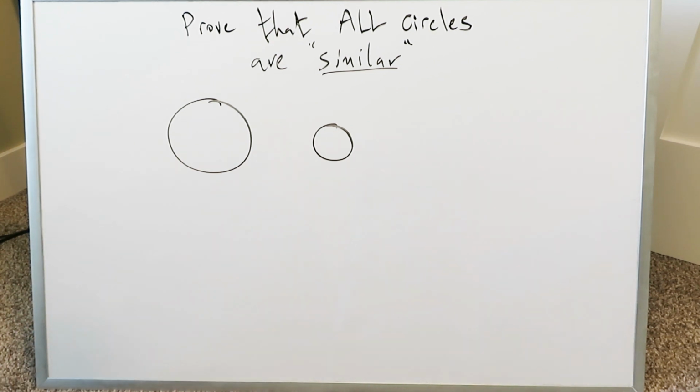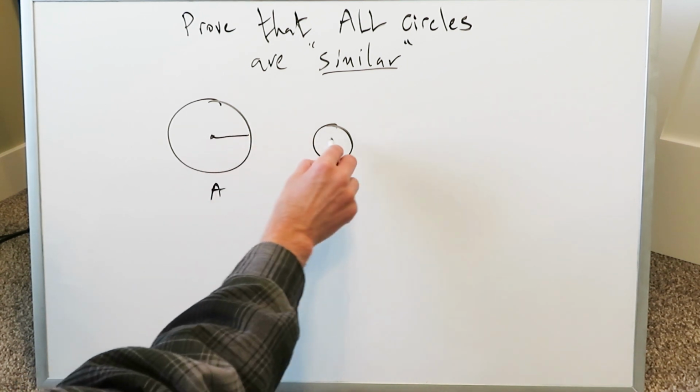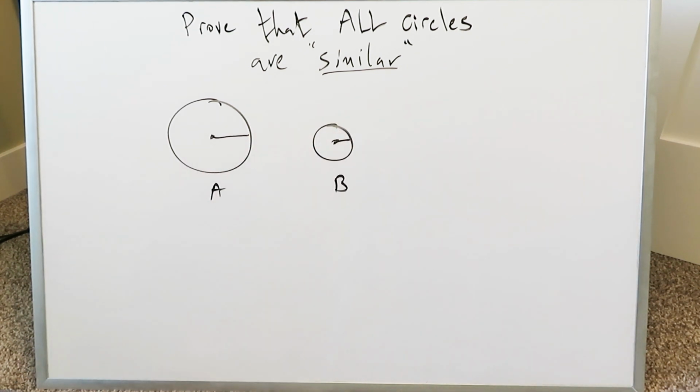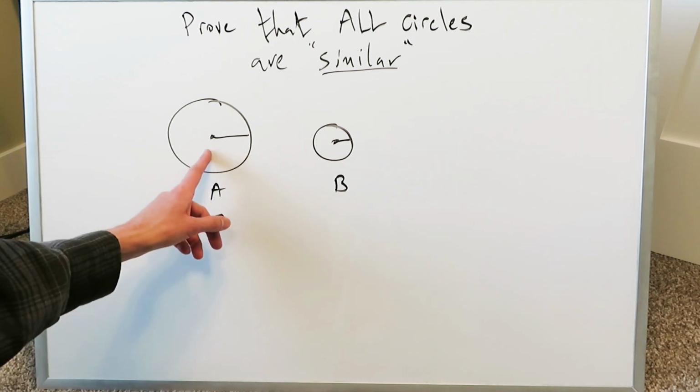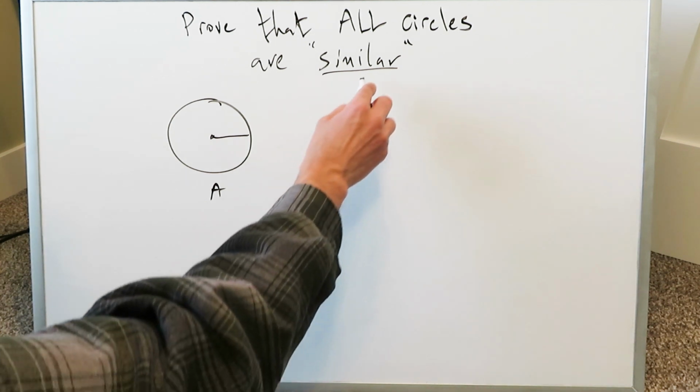When you're looking over here, this can be circle A and this can be circle B. You know their radii are different. One has a small radius, the other one has a large radius. One is a large circle, the other one is small. They are not congruent, nor are they identical, but they are certainly similar.